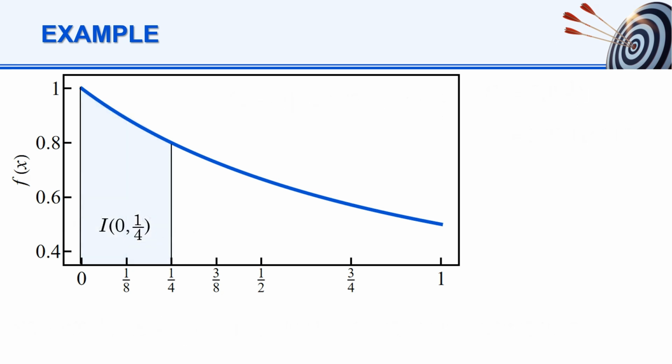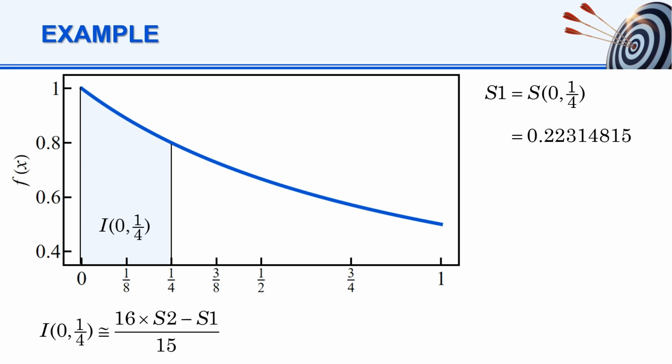We have S1 two-panel and S2 four-panel estimates. We can apply Richardson's extrapolation to obtain a sixth-order accurate estimate as follows.